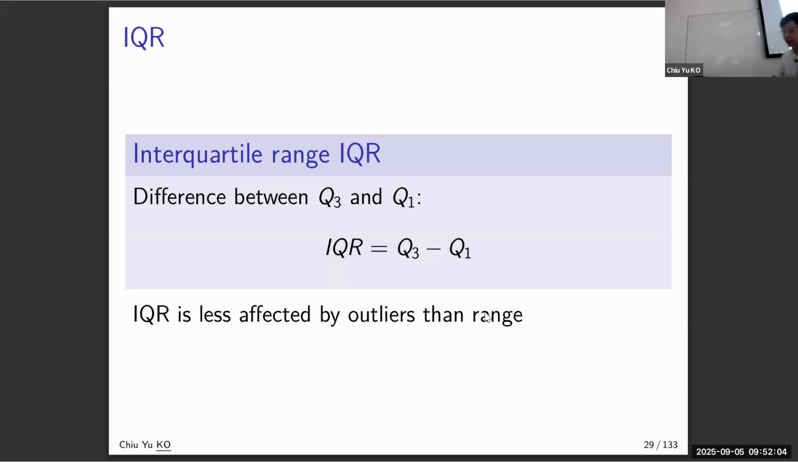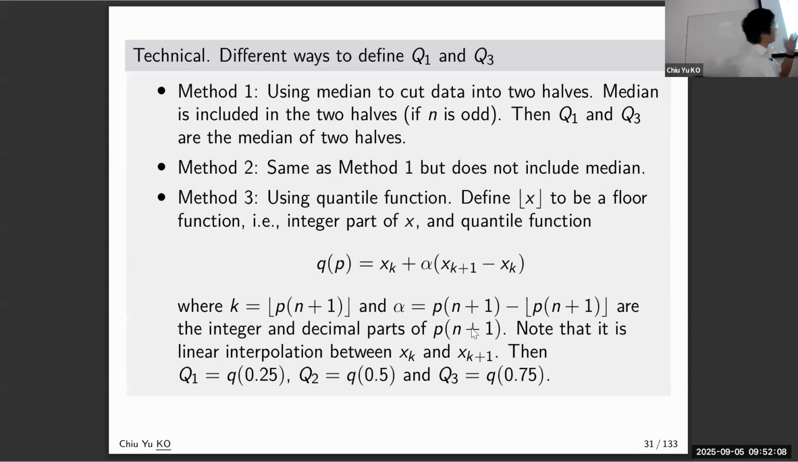So that's why in high school, depending on which country you're coming from, usually they will teach method 1 or method 2, which I'll illustrate, don't worry about that. Method 1 is you find the median, cut the data in half, and the median is included in both halves, if they are there. And method 2 is not.